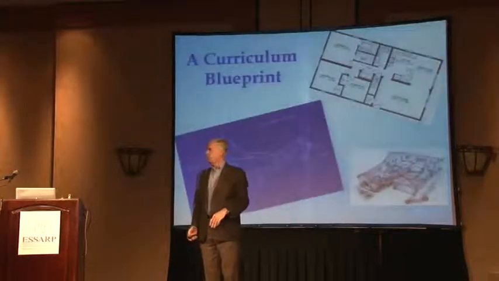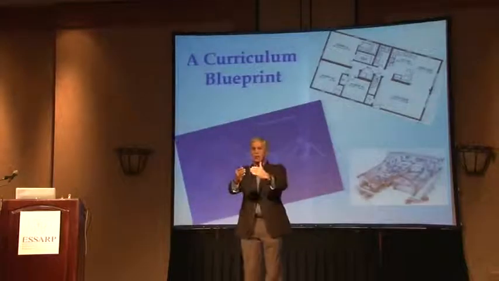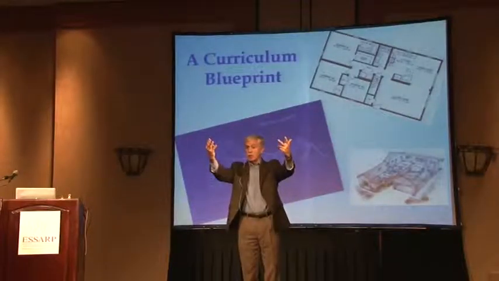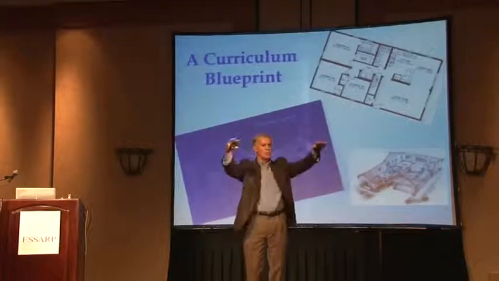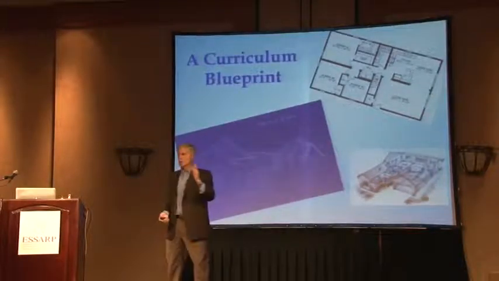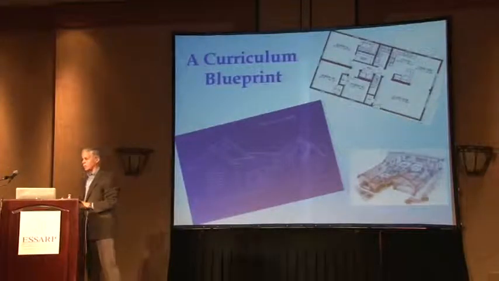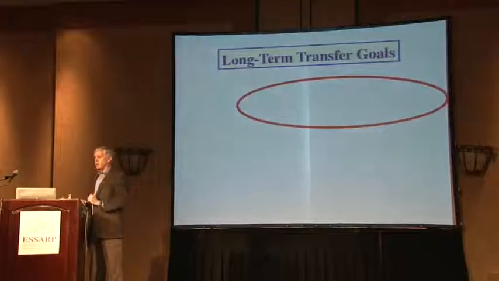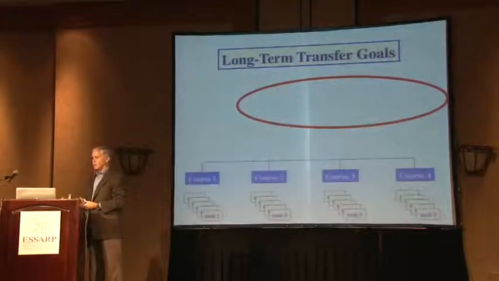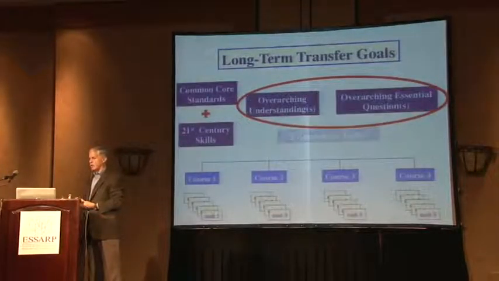You would begin with a blueprint. The blueprint is a vision for what you're trying to achieve long term, and it guides the building of the rooms and the floors and so on. So you want coherence in your curriculum and assessment system. In a nutshell, I'm going to show you my conception of a robust curriculum and assessment system.